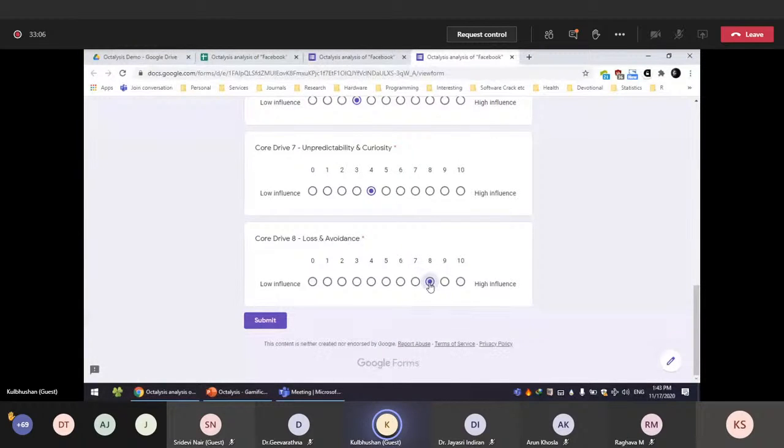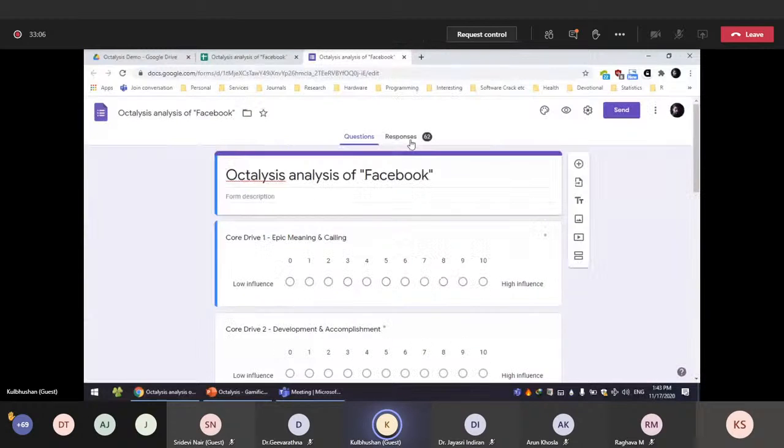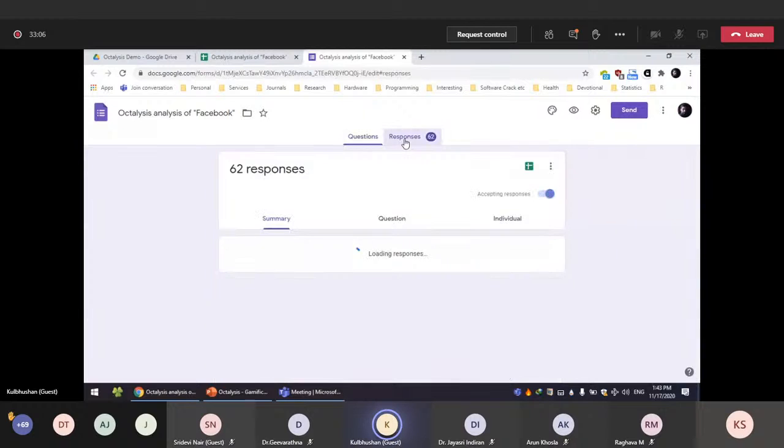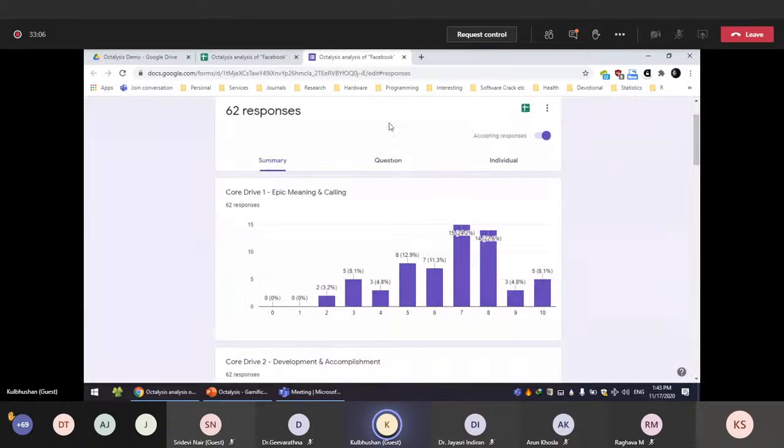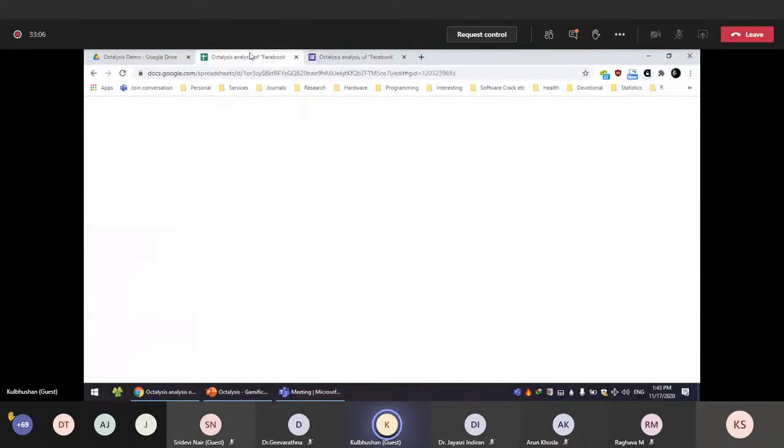So let us submit it. We have 61 responses. You can see the histogram of the responses within the Google Form itself. But I have created a separate sheet with the analysis.